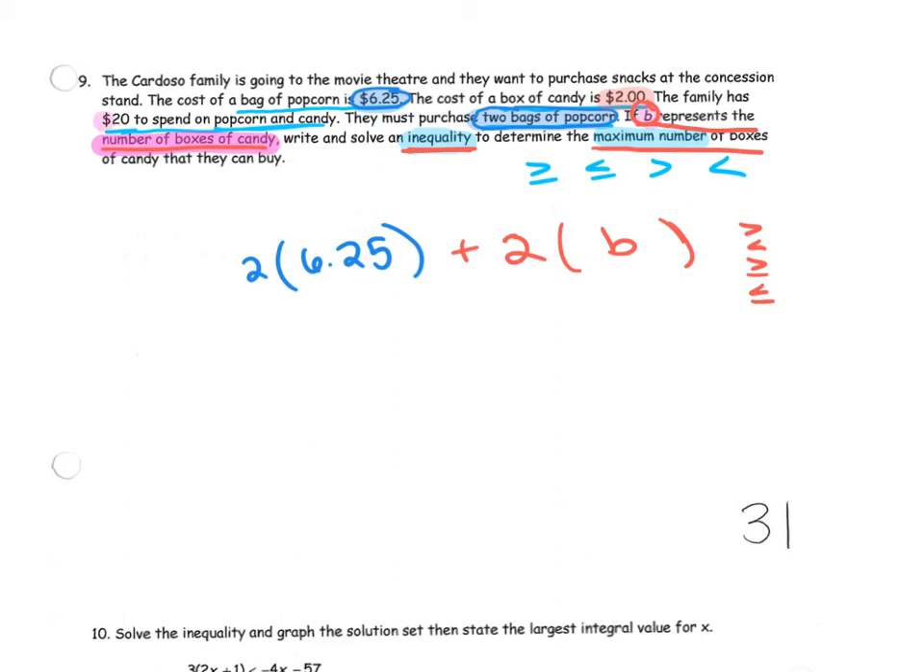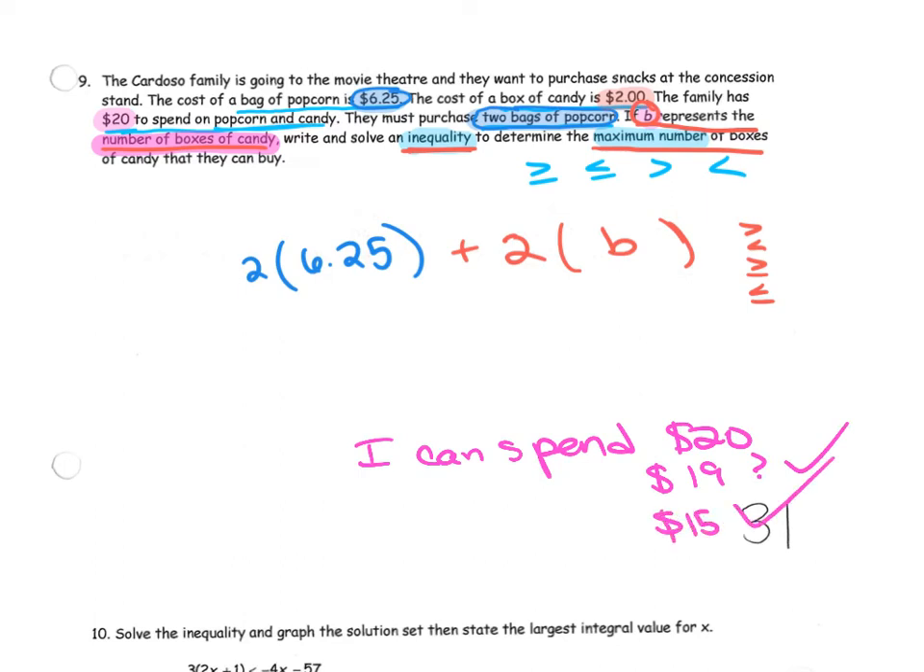I can spend $20. Can I spend $19? Yeah, I can. Could I spend $15? Sure. What about $22? Nope. Now I'm above my limit. I only got 20 bucks in my pocket, so I can only spend that 20. So I don't have to spend all $20. I could spend less than that, or I can spend equal to $20.